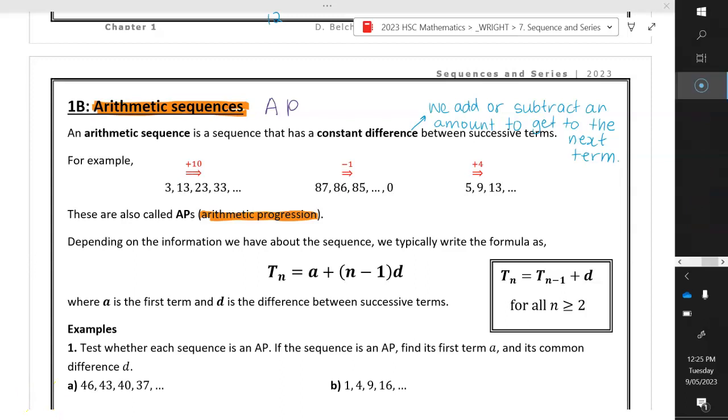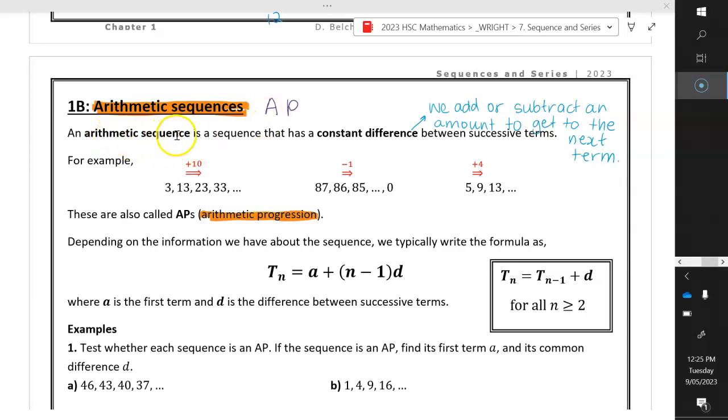Hi, Year 12. This video relates to 1B and we're looking at arithmetic sequences. They're also called arithmetic progressions, so we often refer to these as APs, and you'll get the hang of that as we go through because we look at other things relating to progressions as well.